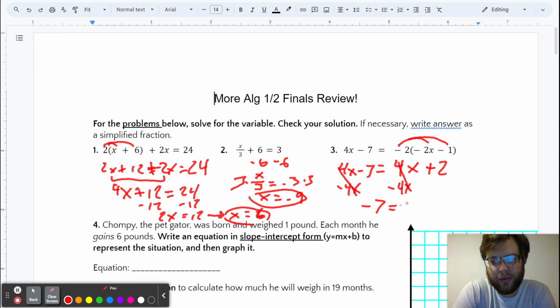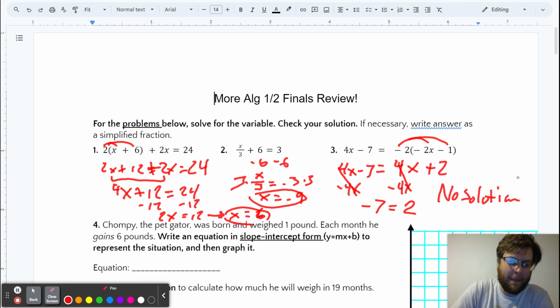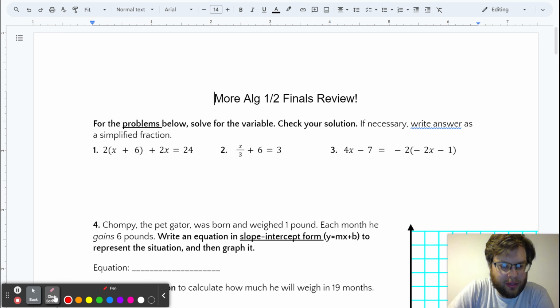And if they cancel out from both sides, you're just left over with negative 7 equals 2, which is not true. And so there's no solution. So if the x's cancel out and the numbers are different, you just write no solution.